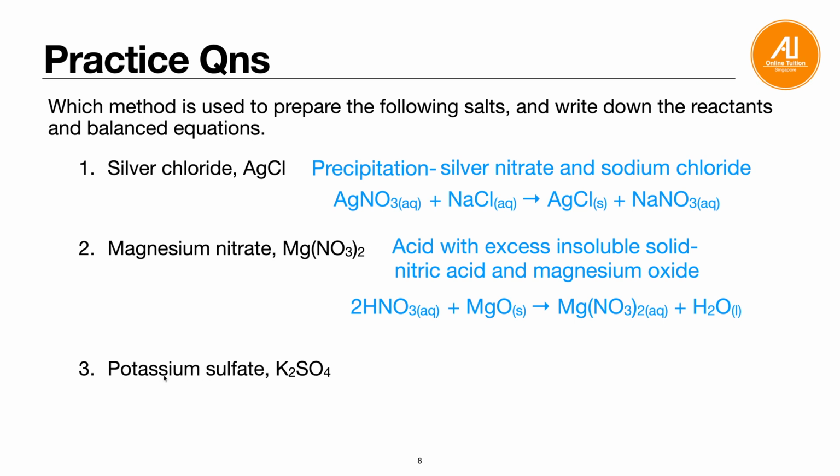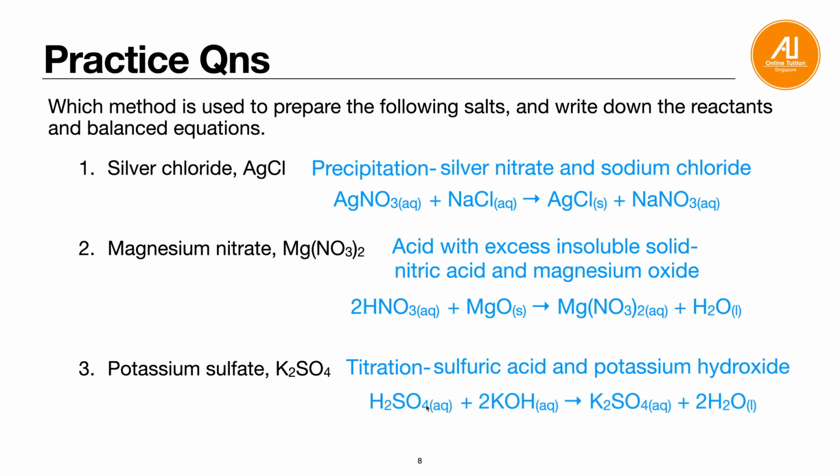And then the last one, potassium sulfate. Potassium is a sparse salt, so it's a soluble salt. We will use titration. For titration, you need 1 acid and 1 alkali. So which acid? Sulfuric acid and potassium hydroxide, because potassium hydroxide will be alkaline. So your balanced equation, H2SO4 plus 2KOH give you potassium sulfate and water. So make sure you balance the equation, and that's it.